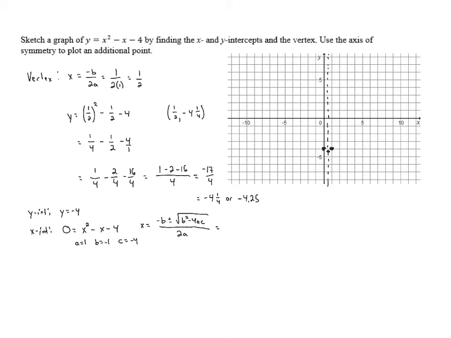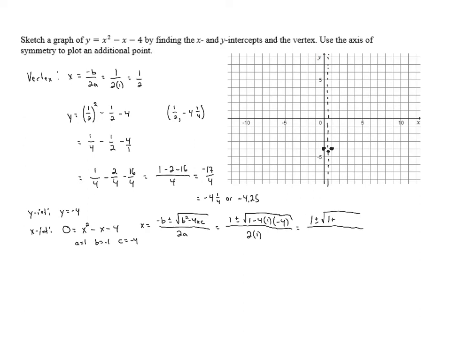Let's do this. We've got to do the opposite of b. Now, because b is -1, the opposite of that is +1, plus or minus the square root of b squared. 1 squared is 1, minus 4 times a, which is 1, times c, which is negative 4, all over 2 times a, which is 1. Now we look underneath that square root, and that subtraction is going to change to an addition, because we're subtracting something that's being multiplied by a negative.